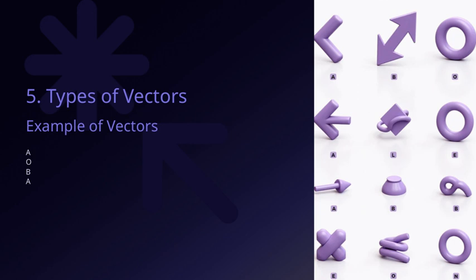Understanding these types is crucial because it helps us grasp how vectors are used across different fields and applications. Recognizing the distinctions between these types allows us to better analyze and solve problems involving directions and magnitudes. So, as we go through this section, keep in mind that the variety of vectors reflects their versatility and importance in both theoretical and practical scenarios.